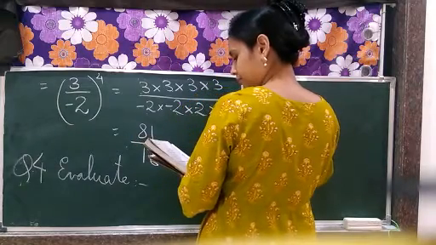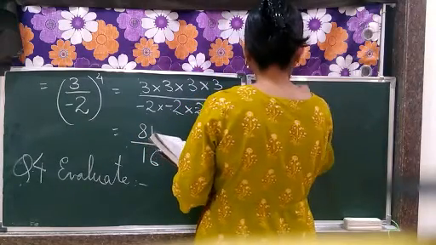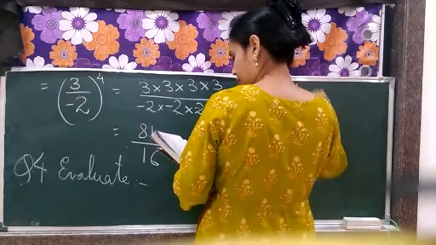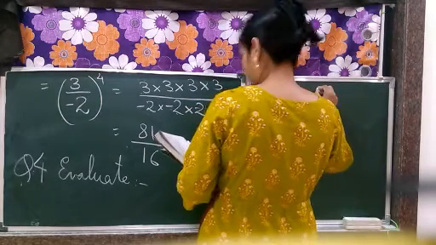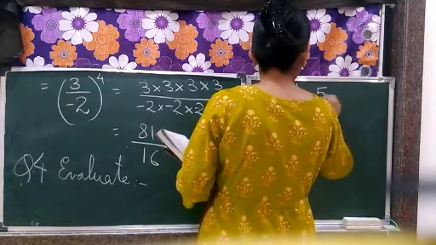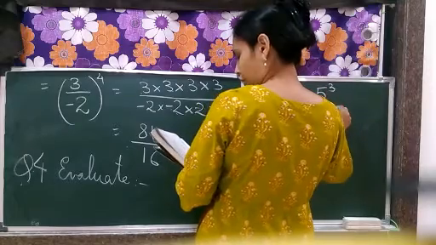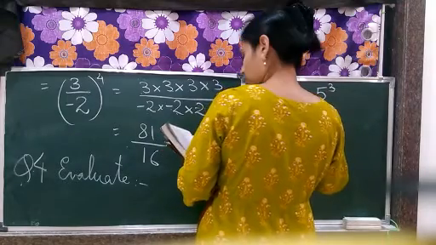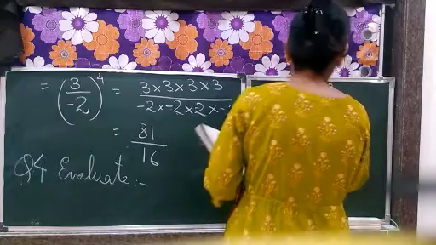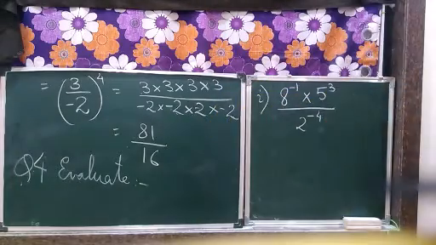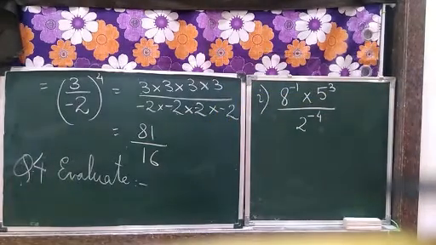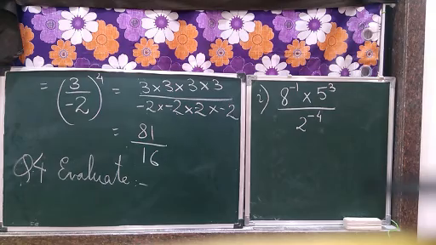First one, 8 raised to minus 1 into 5 raised to 3 upon 2 raised to minus 4. So children, first thing we are going to do is we are going to make the exponents positive.